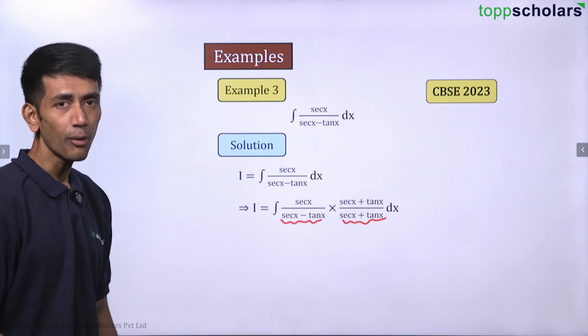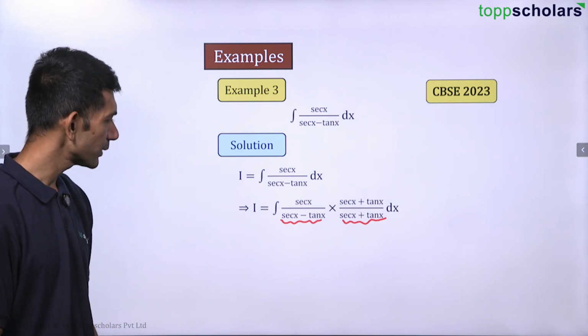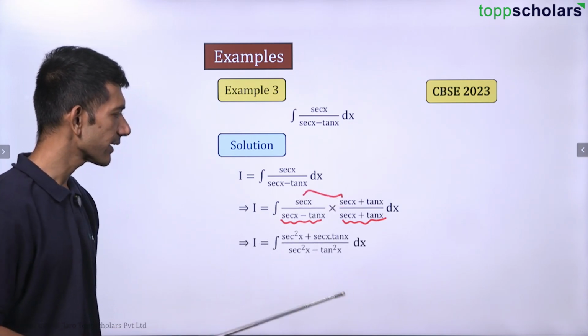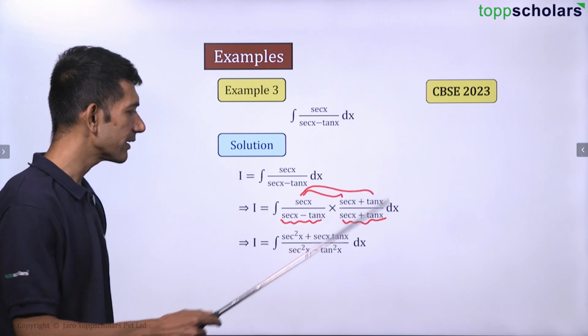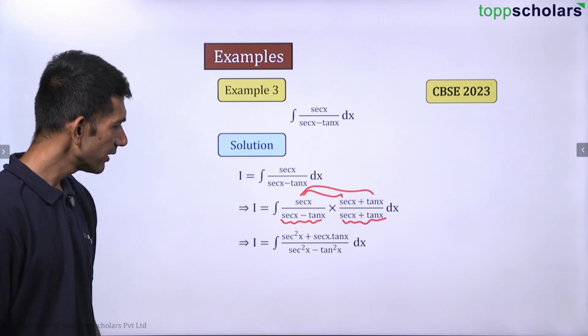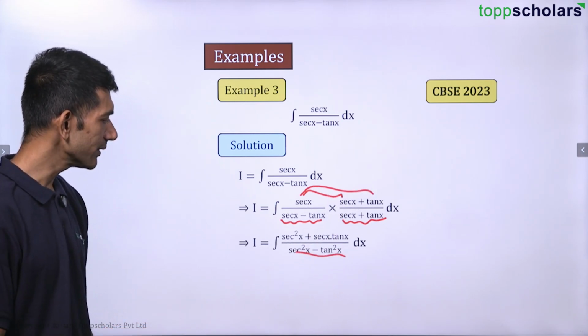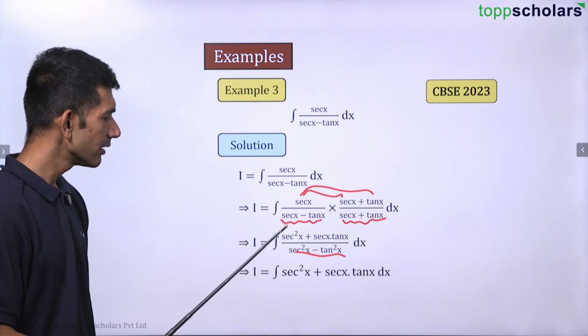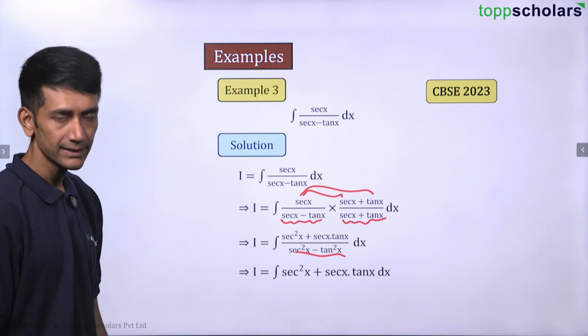So this denominator becomes sec square minus tan square. And this will become sec into sec is sec square x. Sec into tan is sec x tan x, right? Now the denominator becomes 1. So what is left? Integration of sec square x plus sec x tan x dx, right?